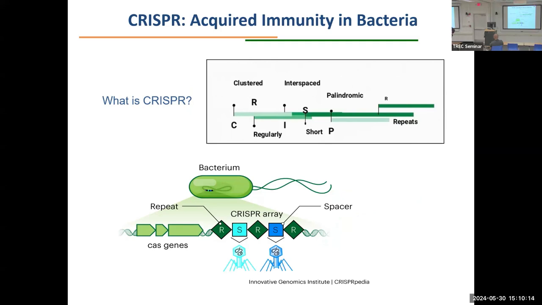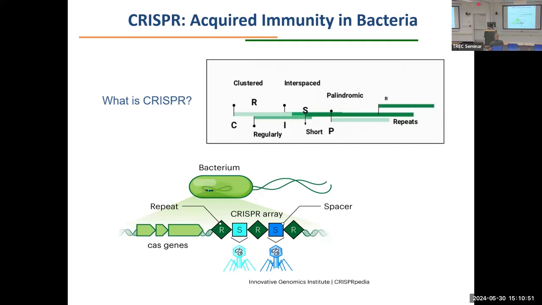So CRISPR is basically an acquired immunity in bacteria, and it stands for clustered regularly interspaced short palindromic repeats. Palindromic repeats are sequences which you can read similarly in both directions. If you read from 5' to 3' or 3' to 5', it will be the same. For example, racecar. If you read from left to right, it is racecar, and again from right to left it is racecar. So that is what CRISPR stands for, and how does the CRISPR locus look in the bacteria?